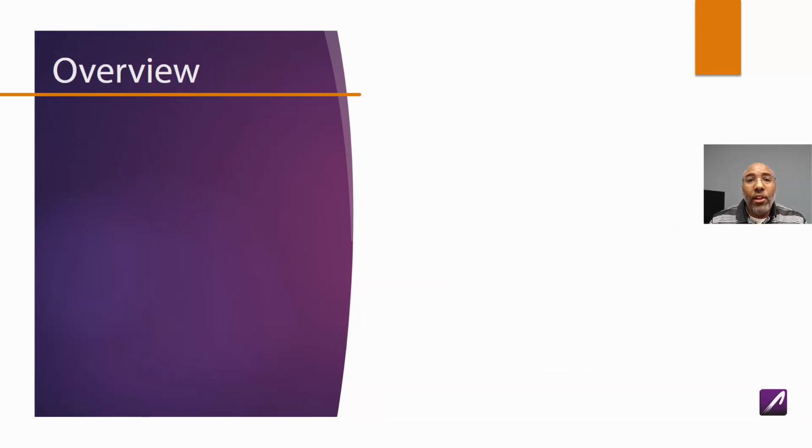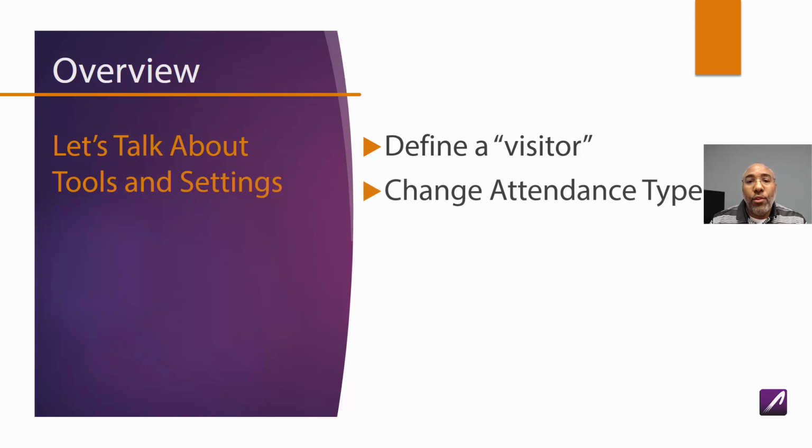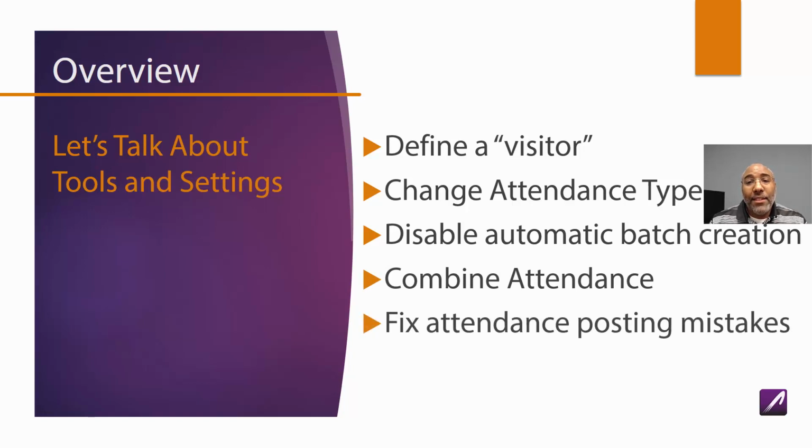Okay, so let's go through the topics that we're going to cover today. The primary focus is going to be tools and settings. We're going to start out by logging into the software, then we'll go through the tool for defining your visitors, then we'll switch over to changing your attendance types. We'll show you how to disable the feature to automatically create a batch. Then we'll go through combining attendance records, and we'll show you how to fix attendance posting mistakes. And actually there's one more: a cleanup utility. So we're going to go through all 6 of those utilities during this training video.